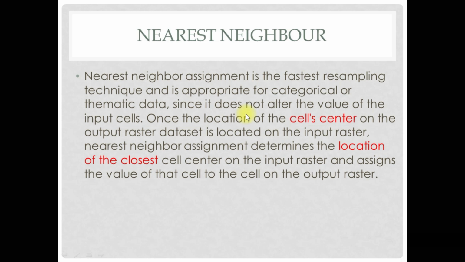So nearest neighbor assignment is the fastest resampling technique and is appropriate for categorical or thematic data, since it does not alter the value of the input cells. Once the location of the cell center on the output raster dataset is located on the input raster, nearest neighbor assignment determines the location of the closest cell center on the input raster and assigns the value of that cell to the cell on the output raster.